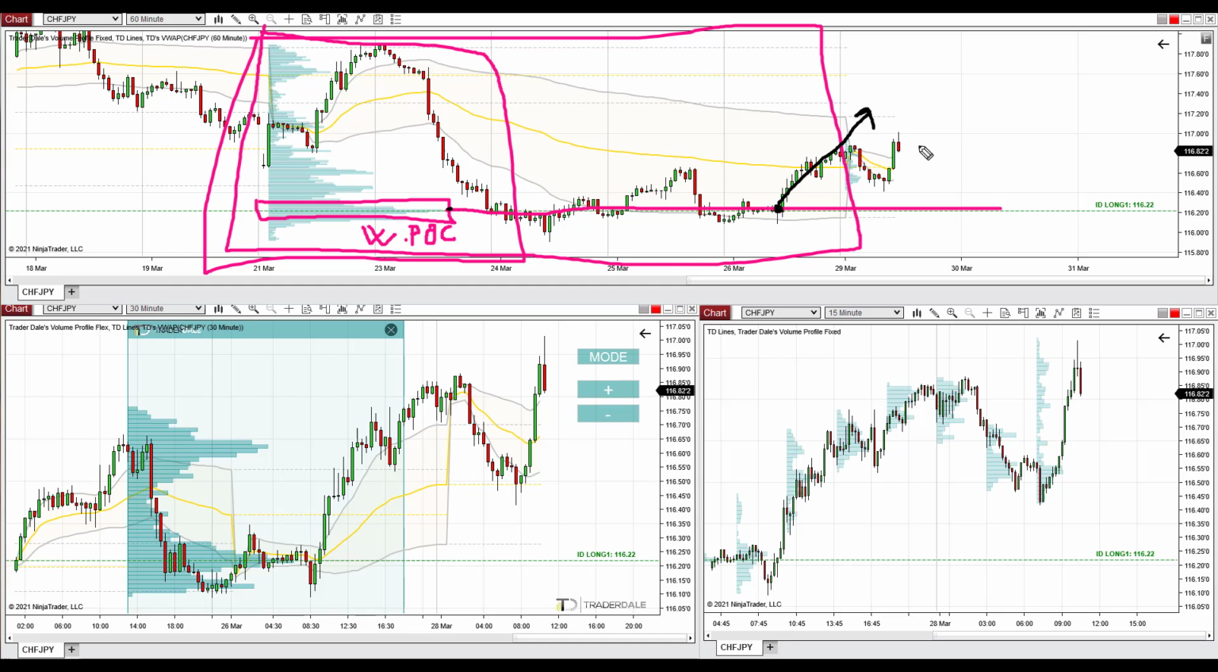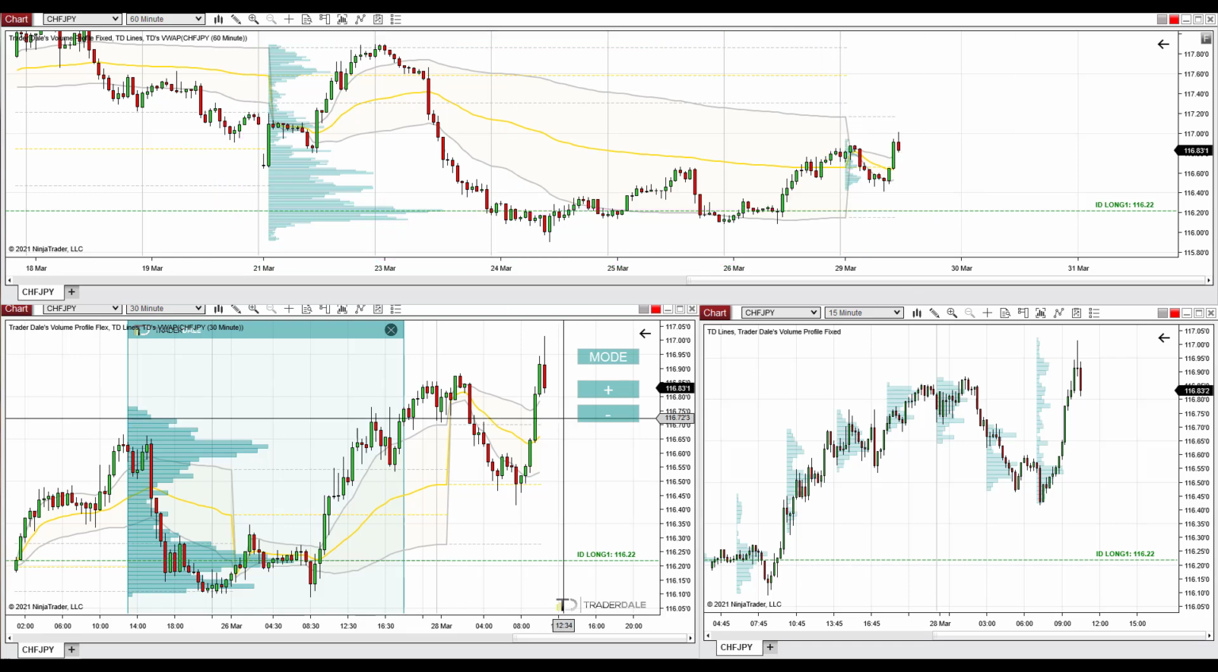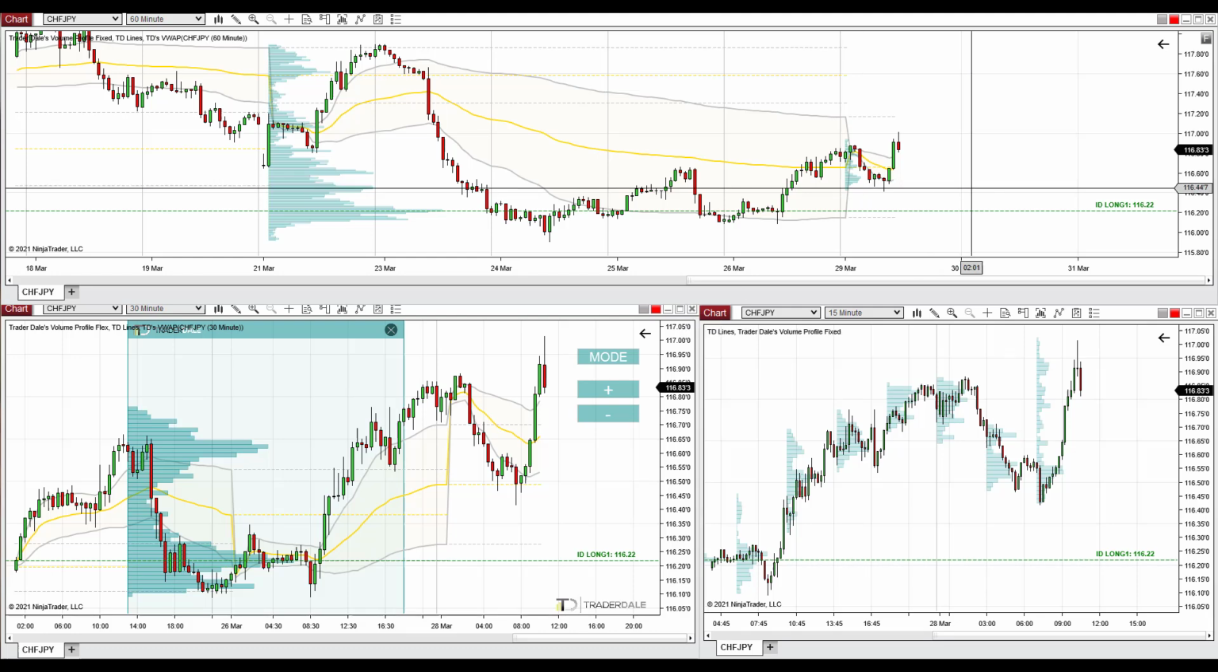And what you want to do when you see this, just like I showed you, is wait for a pullback and enter a trade from there, because this should work as a strong support. All right, so that's for the new support on the Swiss franc Japanese yen. And let's now go into the next trading idea, which will be on the New Zealand dollar Japanese yen.